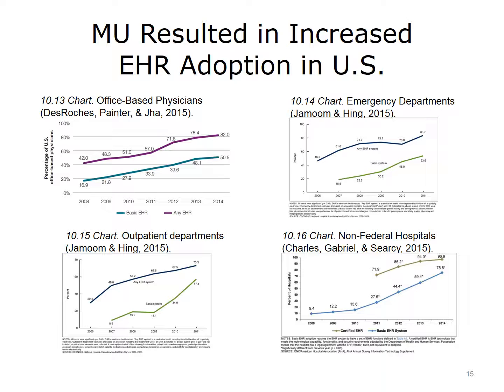Whether office-based physicians, emergency departments, outpatient departments, or hospitals, the proportion of those using electronic health records has increased substantially since the beginning of the program. Probably the most successful measure has been in hospitals, with 96.9% of all U.S. hospitals now having an electronic health record, even if they have not achieved meaningful use with it. That is, in essence, near universal adoption of EHRs in hospitals.